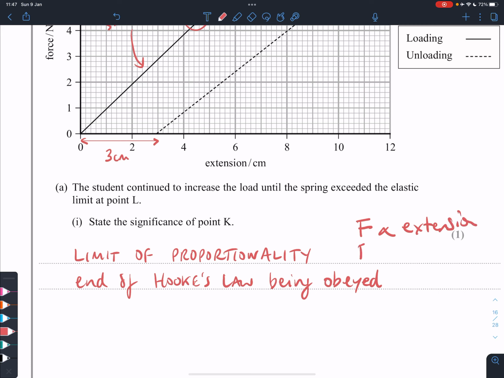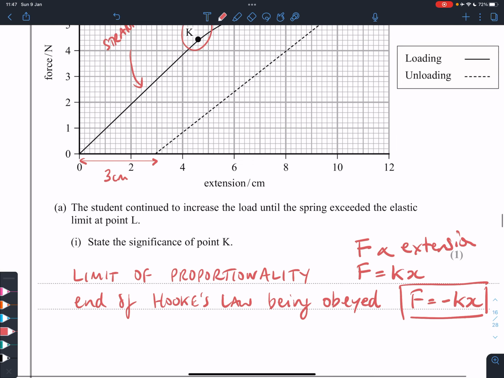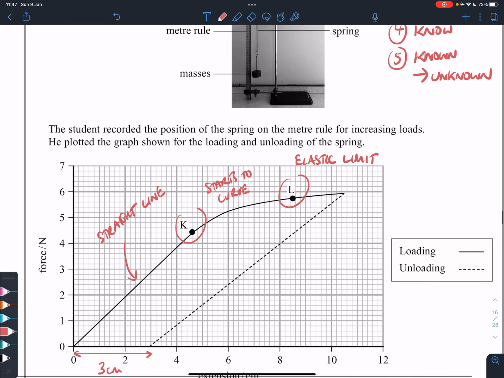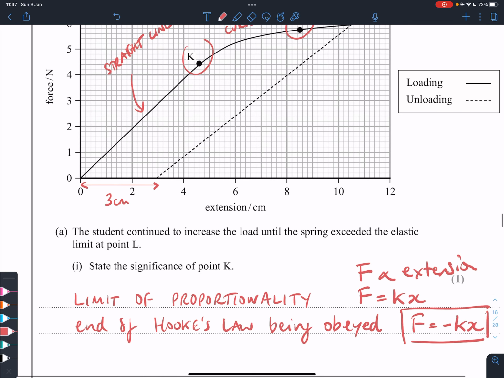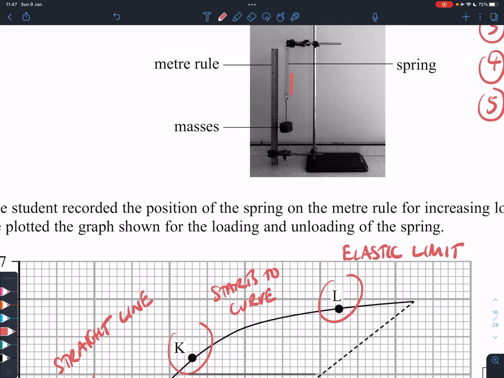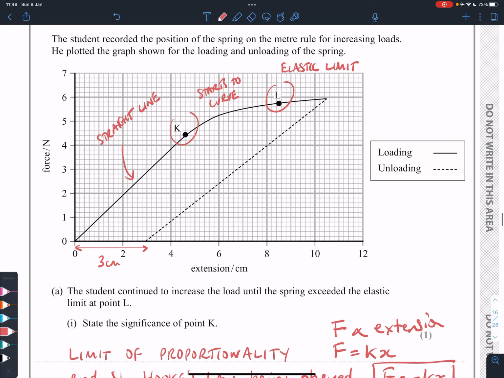You might even want to say it as F is equal to Kx. You might even want to say it as F is equal to minus Kx, because the stretching force is opposite. Well, you have to put some force to stretch it, but the actual force or the load that's proportional to the extension is the force in the spring, which is restoring it to its original length, which is going to be going the opposite direction to the increase of length, which is why we tend to call it a restoring force.